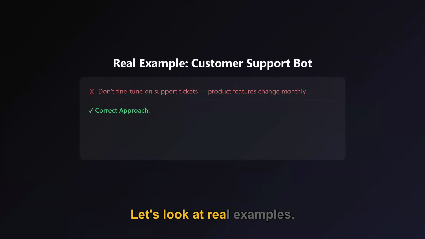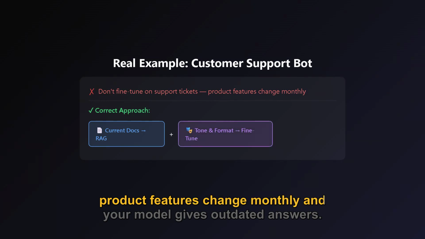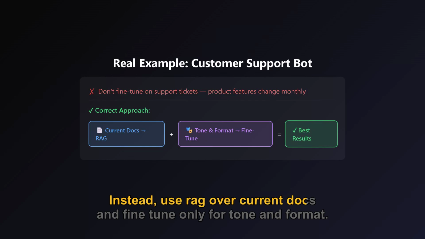Let's look at real examples. Customer support bot. Don't fine-tune on support tickets. Product features change monthly and your model gives outdated answers. Instead, use RAG over current docs and fine-tune only for tone and format.